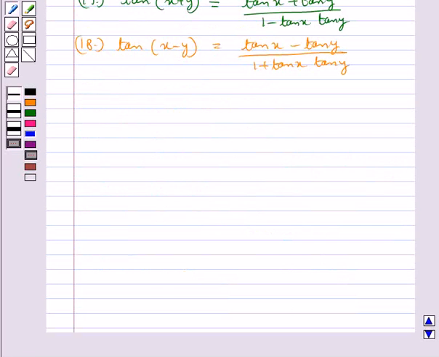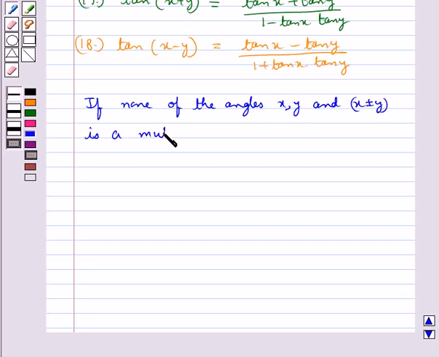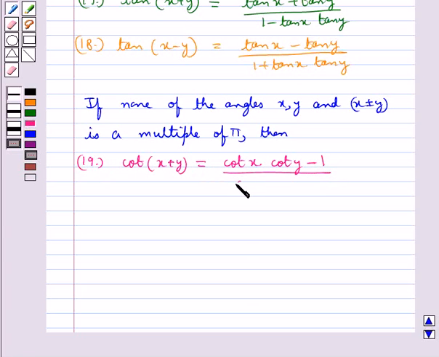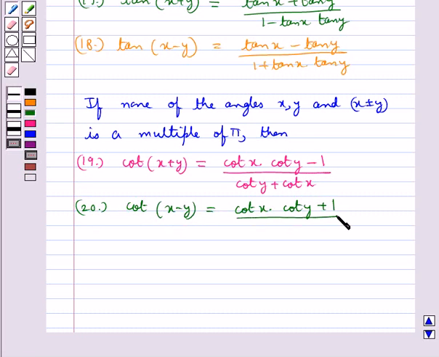And if none of the angles x, y and x ± y is a multiple of π, then we have cot(x + y) = (cot x cot y - 1)/(cot y + cot x), then cot(x - y) = (cot x cot y + 1)/(cot y - cot x).